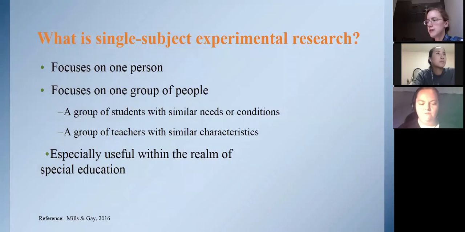What is single-subject experimental research? According to Mills and Gay, single-subject experimental research focuses on examining one person or a group of individuals defined as being within a group. Wasson defines single-subject research designs as designs that can be applied when the sample size is 1 or when a number of individuals are considered as one group. If the research includes more than one person, the people within the group share strong similarities.